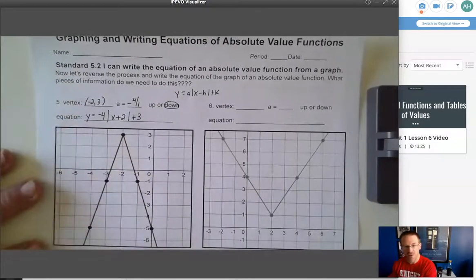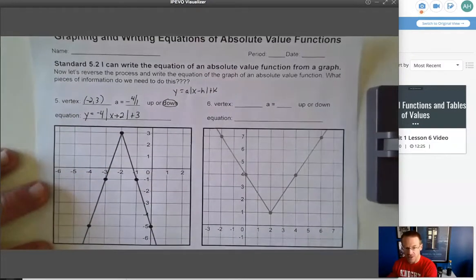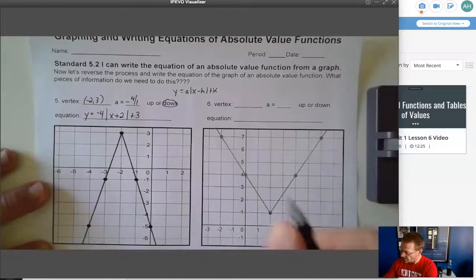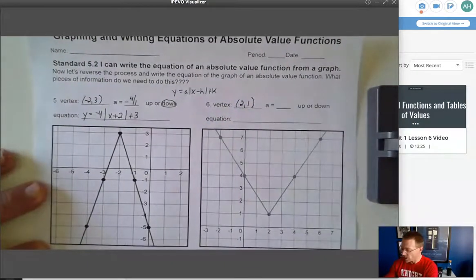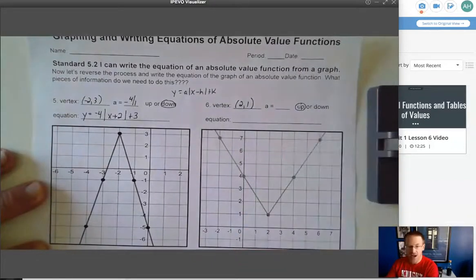Now when we look at number 6, let's start with that vertex. It's the point of the V, so there's our turning point. It comes down and up, and it's (2, 1). We know it opens up, so we know we're going to have a positive a value. So it's got to be positive.